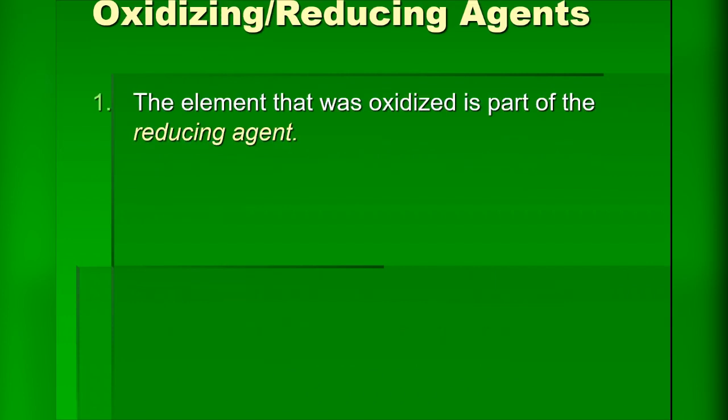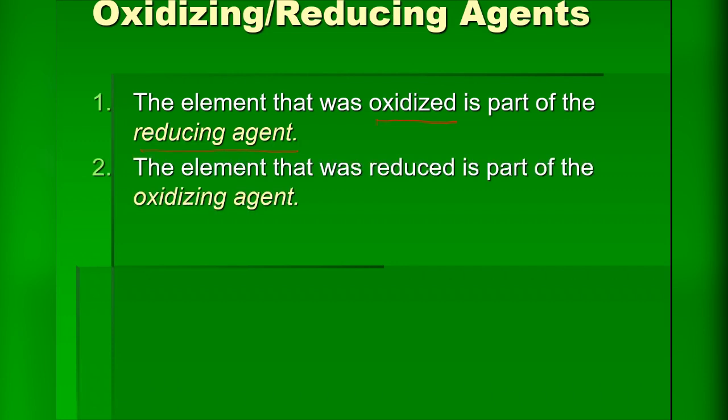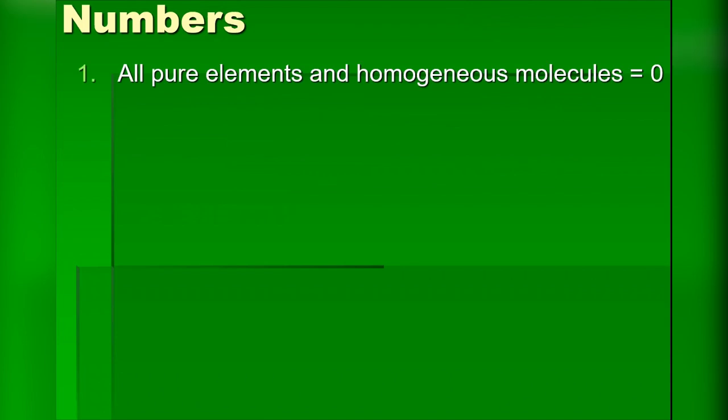Oxidizing and reducing agents. The element that was oxidized is part of the reducing agent. Similarly, the element reduced is part of the oxidizing agent. So the oxidizing agent always reduces, the reducing agent always oxidizes. What does it mean to oxidize? Electrons are being lost. When we say reduced, electrons are being gained. Now, assigning oxidation numbers. These are the rules.